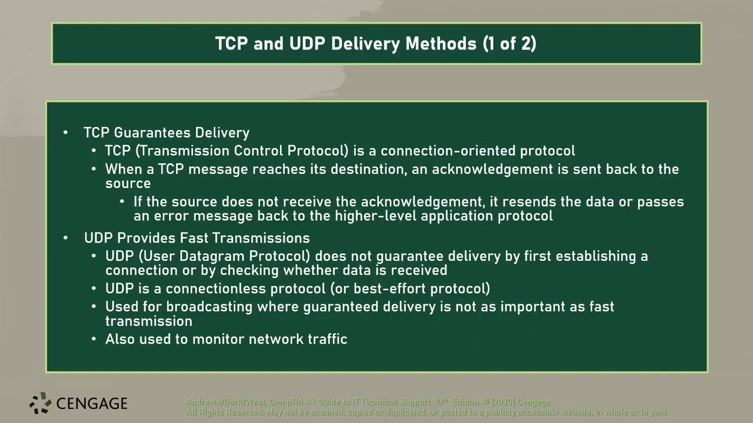UDP is more about speed than integrity. They are going to say, okay, well, let's just go ahead and start sending, and if you get it, great. If not, not a big deal. It's a connectionless or best effort protocol, and it's used best where broadcasting means guaranteed delivery is not as important as fast transmission. So things like video conferencing and voice over IP are areas where we just want to make sure that we're continually transmitting. We're sending fresh information. So for live broadcasts, things like that would probably be UDP. UDP is also better used to monitor network traffic.